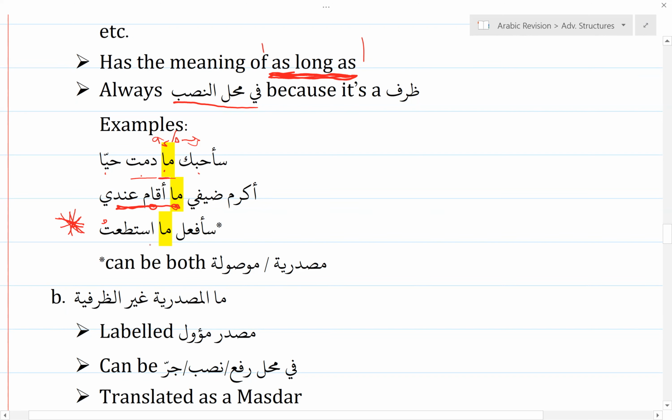Now, if we're going to use "as long as," we'll say "I will do as long as I am able to." But you can also see this as ism mawsula, and then you translate it as "I will do what I am able to." So you can either say "what I am able to," or "as long as I am able to." You see how that works? So it can either be masdariya or it can be mawsula. How do you know? The meaning will tell you. And if both apply, then go with both, because as long as there's no contradiction, it's fine. Is that clear?